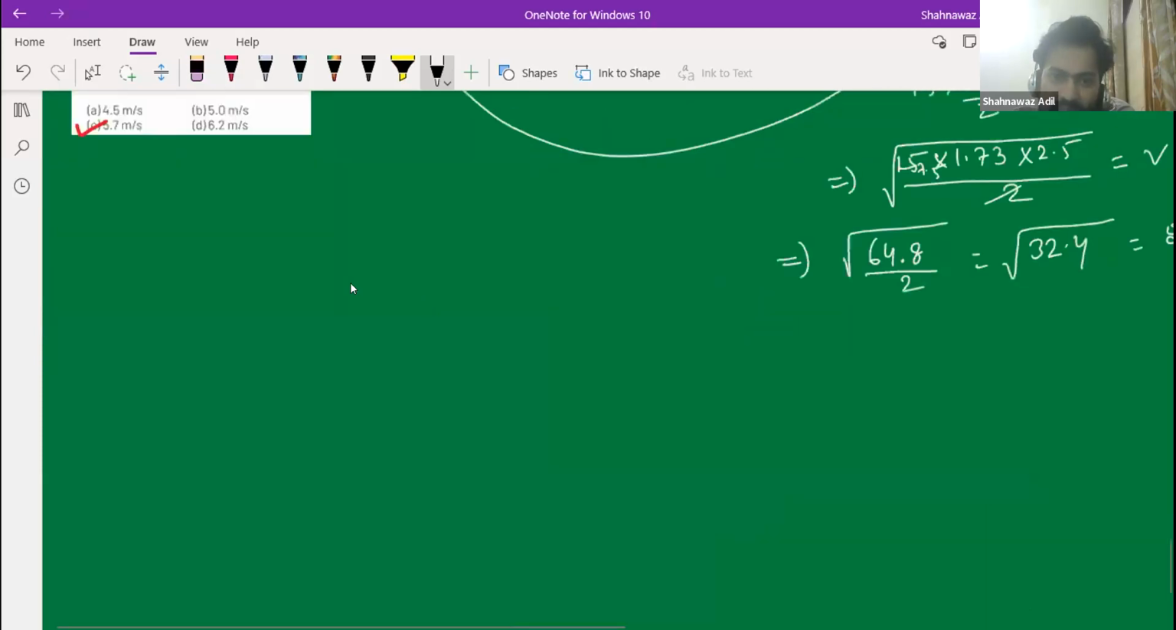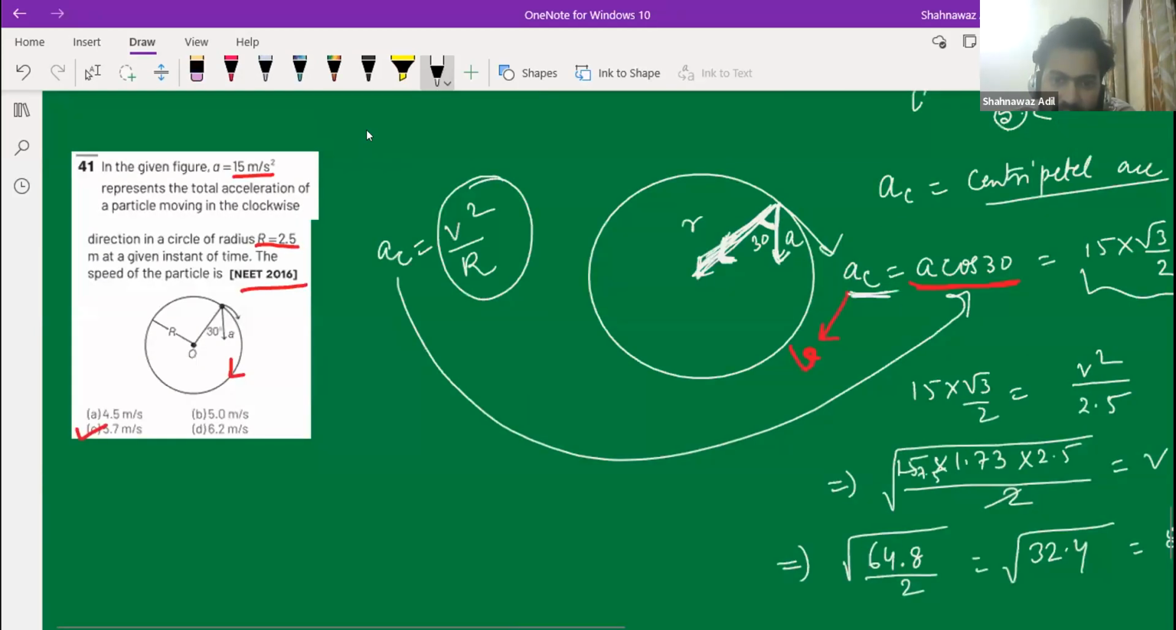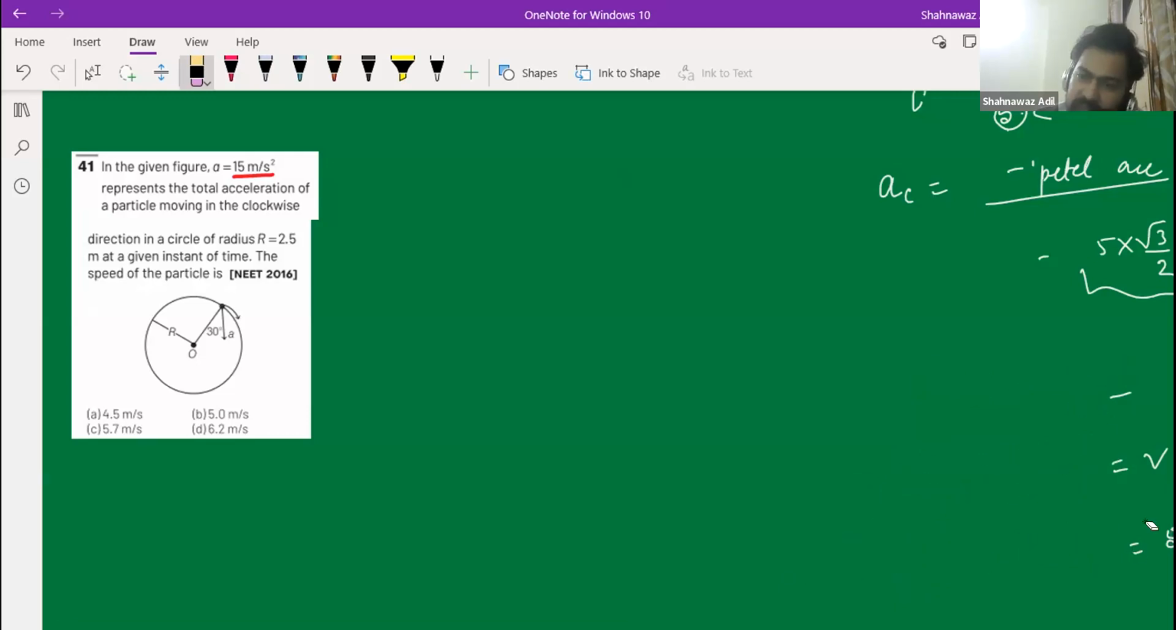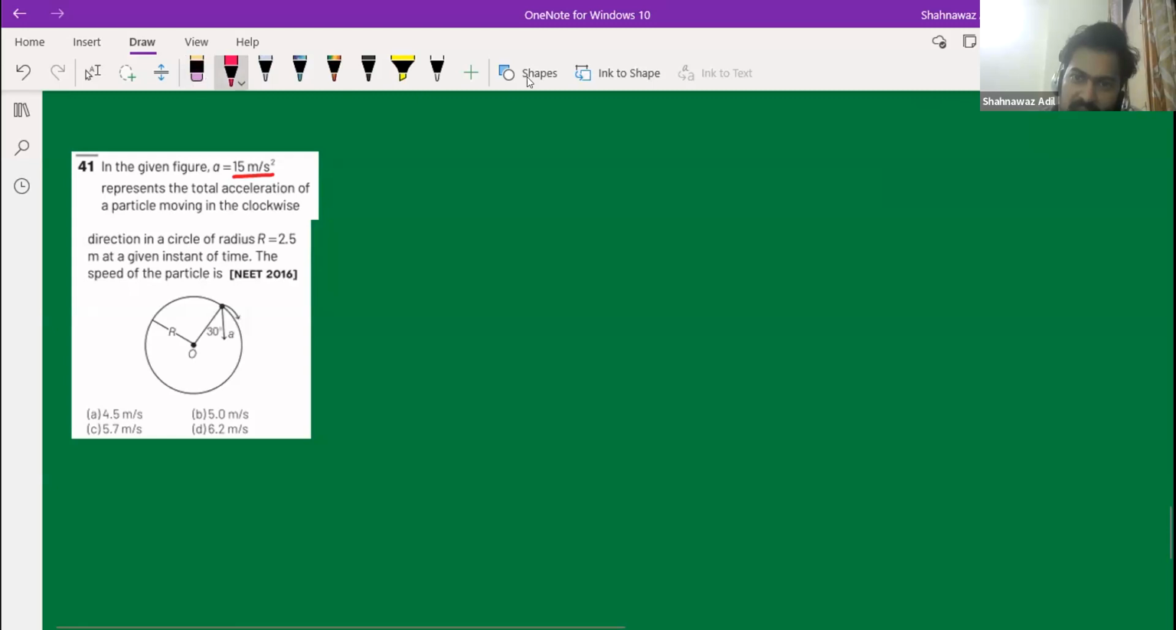Okay, so then this is not important. You have to just break the components, right? This was in the given figure: the total acceleration of the particle in the clockwise direction. The radius is this, and you have to find out the speed of the particle, right? So what was this question? Let's see this question quickly.